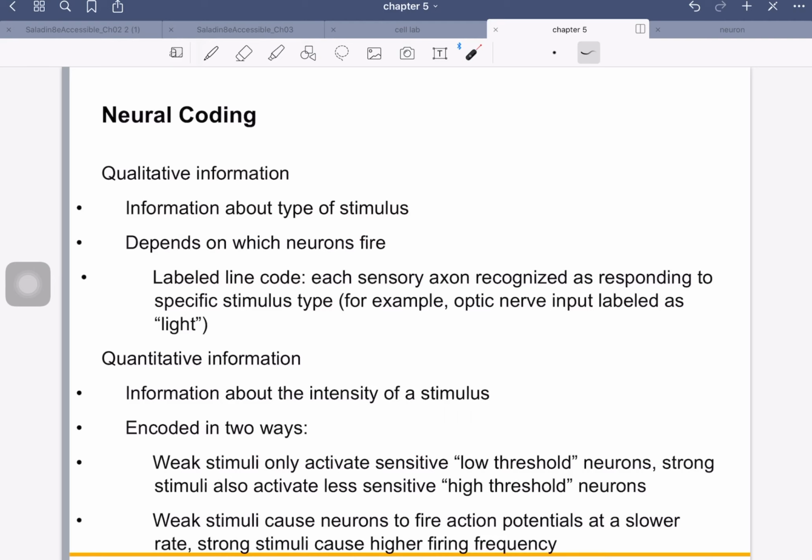Now, we're going to end the video there, and we're going to come back and talk about neural coding in the next one.